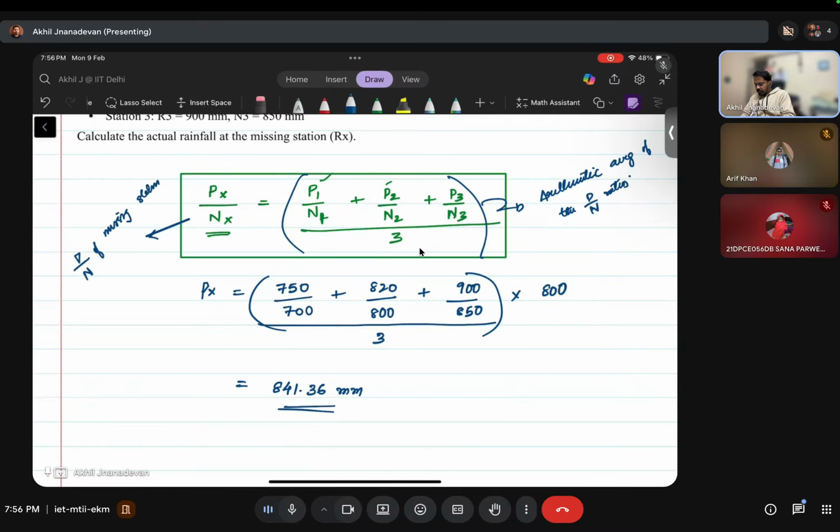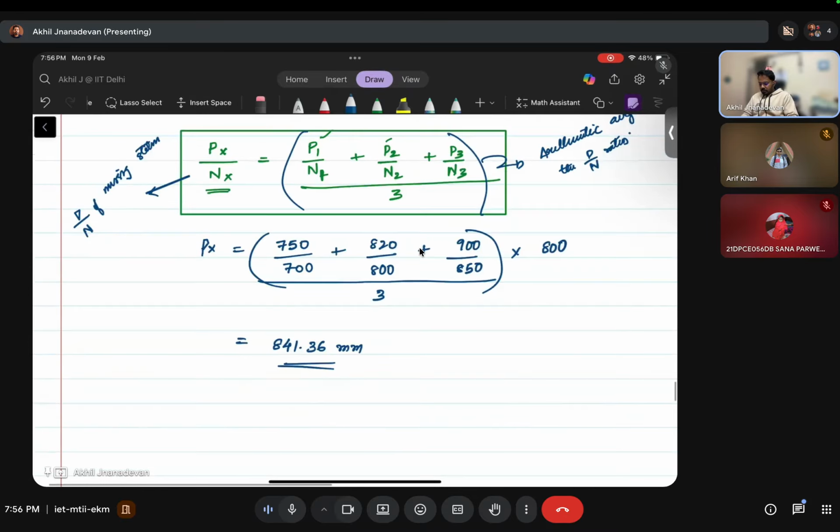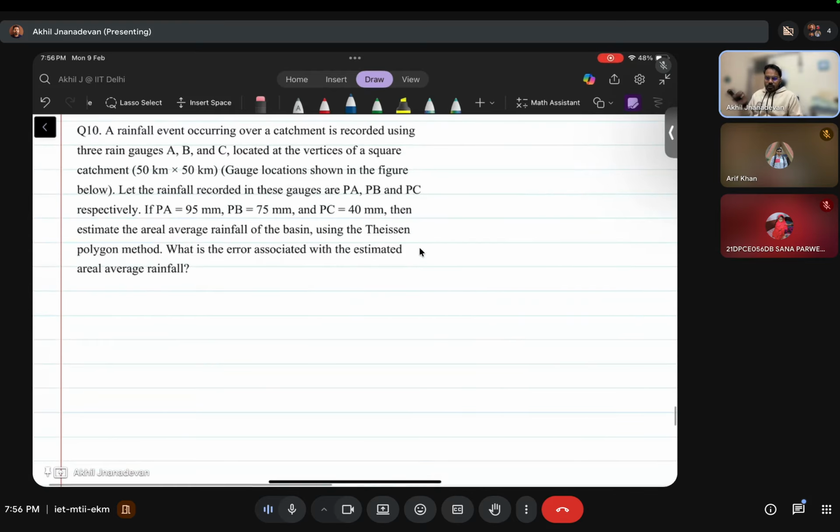Just remember it in this way, and you won't be forgetting this equation. So we can quickly move on to the Thiessen polygon question. A rainfall event occurred over a catchment and is recorded using three rain gauges. There are three rain gauges A, B, C located at the vertices of a square catchment of 50 by 50 kilometer square. So we have a square catchment.